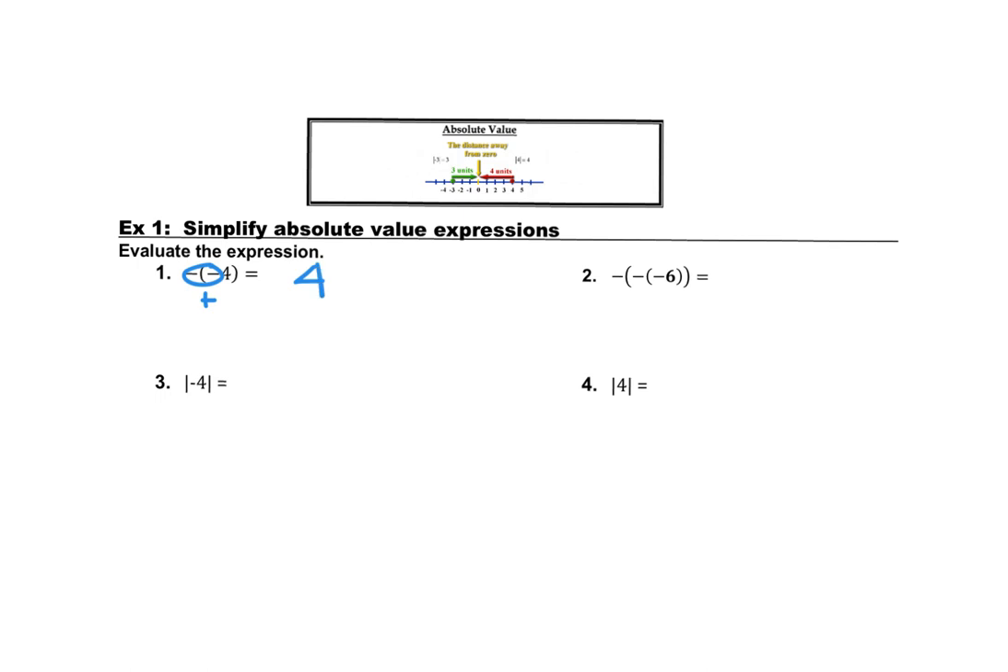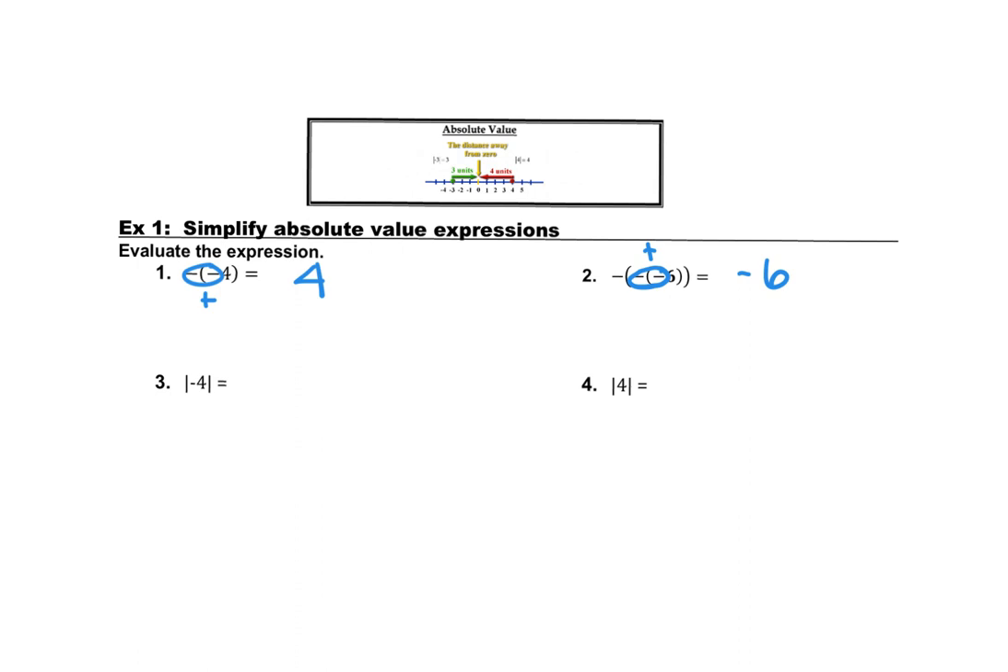For question number 2, again, we just have the parentheses and we have 3 sets. Remember, 2 of the negatives are going to make a positive, and then a positive and a negative. So the opposite of a positive is going to be a negative, so this one's going to result in a -6.